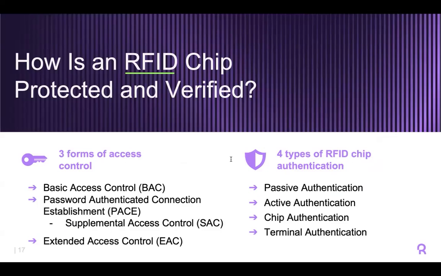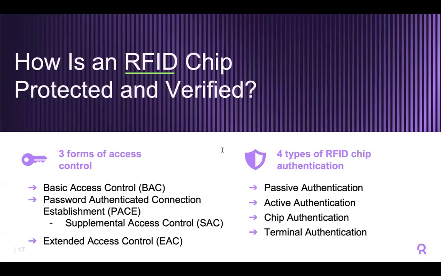Supplemental access control is not actually an access control mechanism in itself. It is just a term used to describe e-passports that have both BAC and PACE. Next one is extended access control. This is optional and can be used to read biometric data, fingerprint or iris.